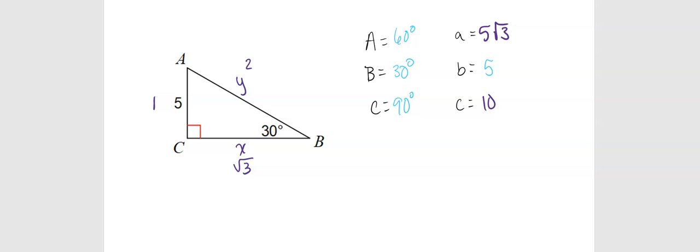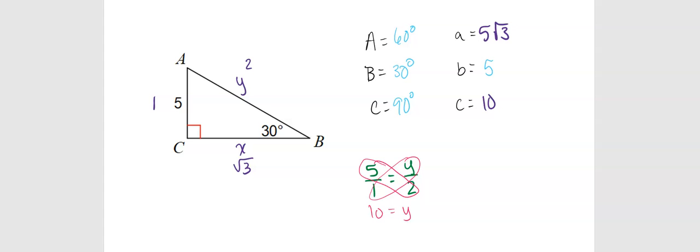Okay, so if these two sides correlate, I'm going to do 5 over 1 equals y over 2. And then I'm just going to do my cross multiplication. 5 times 2 is 10. 1 times y is y. So the hypotenuse length is 10.